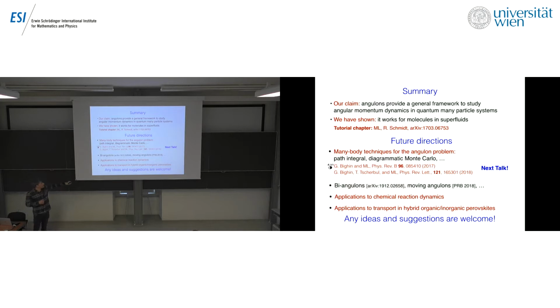So we're studying the model itself because, as you know, even the Fröhlich polaron model is not that easy to study. Here it might be even more complicated than the Fröhlich polaron, and there are extensions beyond Fröhlich. We're trying to develop different techniques like path integral and diagrammatic Monte Carlo, and Giacomo Bighin is going to give the next talk about it. And there are results on bi-angulons and moving angulons. We're trying to apply it to various fields like chemical reaction dynamics and also perovskites.